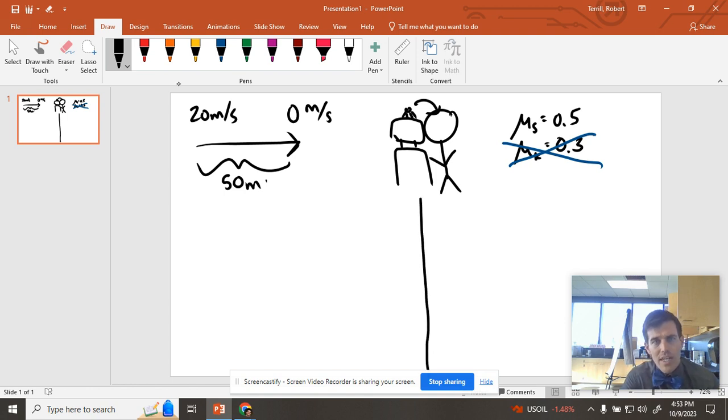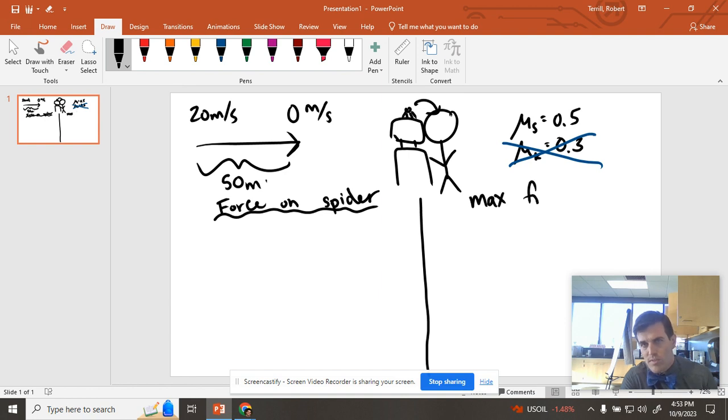First off, we're going to find out how much force is on the spider. This is the force that's actually slowing the spider down. And then we're going to find out the maximum frictional force. And we're going to compare those two numbers to see whether the spider ends up on somebody's head or not.